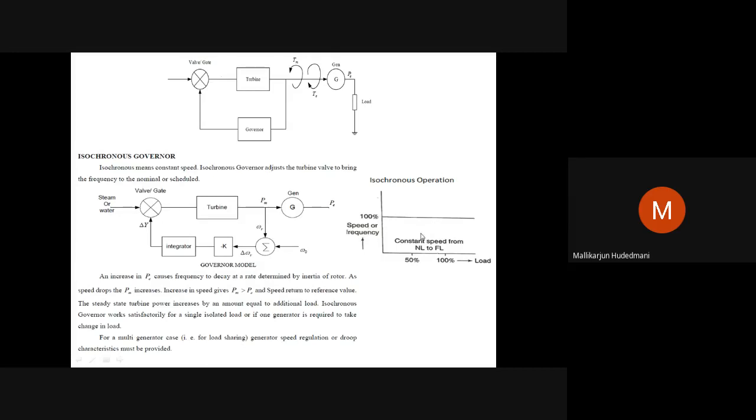Then how is this possible? In the next module, we will see. Before that, let us see how that is represented. The isochronous mode of governor model block diagram is represented this way. A turbine, whatever the turbine is, is a turbine. Whatever the generator is, a generator. It is a single line.